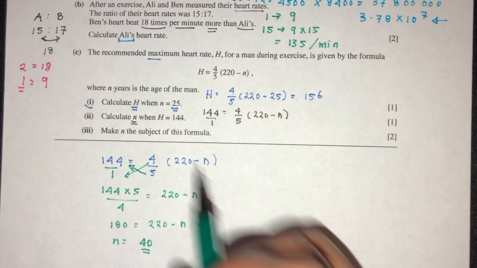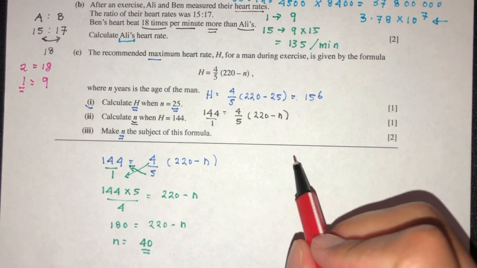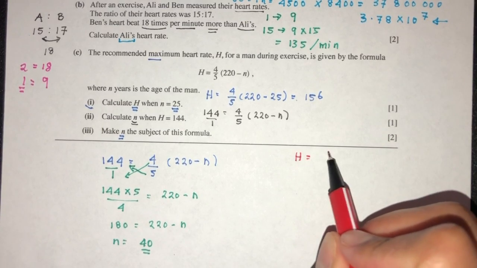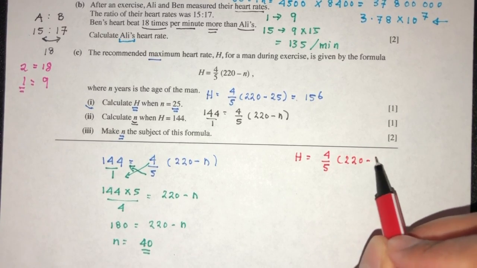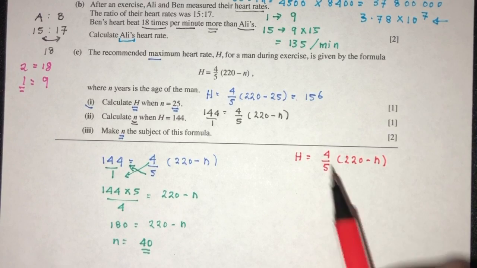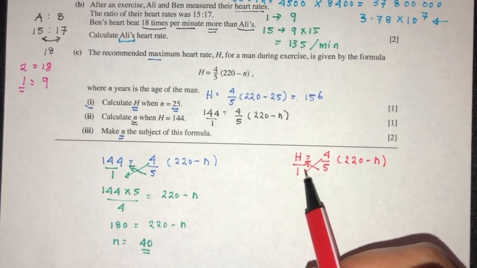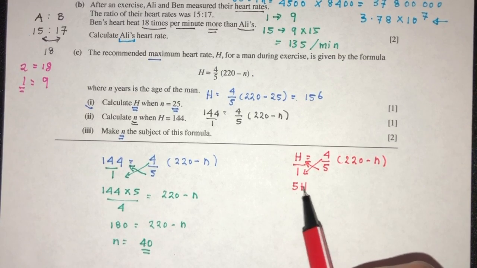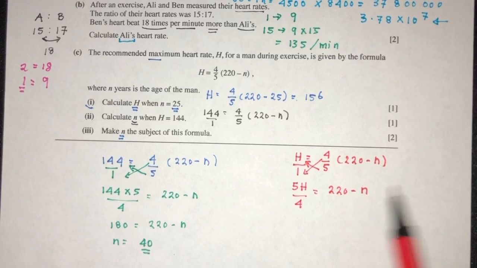Okay, so 40 here will be your value of N for part 2. Now finally for part 3, we have to make N become the subject of the formula. Pretty easy again, always proceed step by step. At first we have H is equal to 4 over 5 times (220 minus N). First things first, we can cross multiply, send this here, and send this here. That will be 5H over 4 has to be 220 minus N.